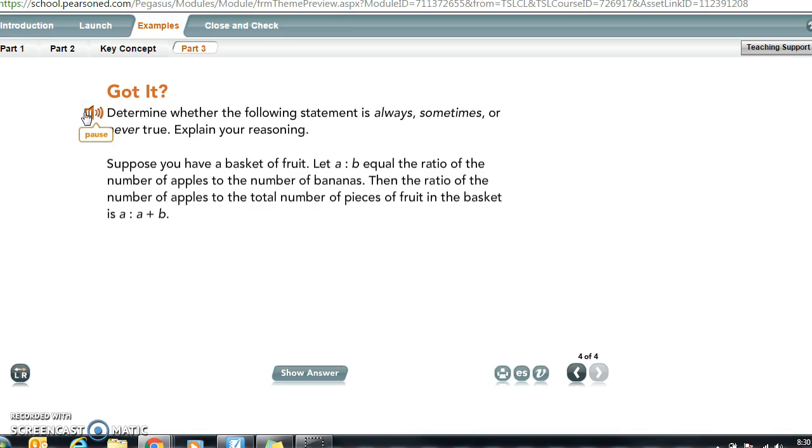Determine whether the following statement is always, sometimes, or never true. Explain your reasoning. Suppose you have a basket of fruit. Let A to B equal the ratio of the number of apples to the number of bananas. Then the ratio of the number of apples to the total number of pieces of fruit in the basket is A to A plus B. So do you think that this is always true, sometimes true, or never true? Go ahead and write your answer, and we will go over it in class tomorrow.